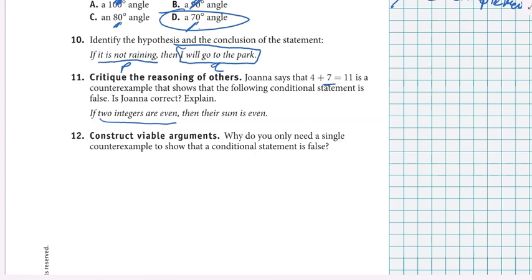That's the error that she made on this one. You don't even need to read the conclusion. I already know it's not a counterexample because she didn't meet the hypothesis. For number 12, why do you only need a single counterexample to show that a conditional statement is false? Well, because if you have an example that proves it's false, that's all that's required. I'm sure there's a better explanation, but all you need is one counterexample to prove that it's false.